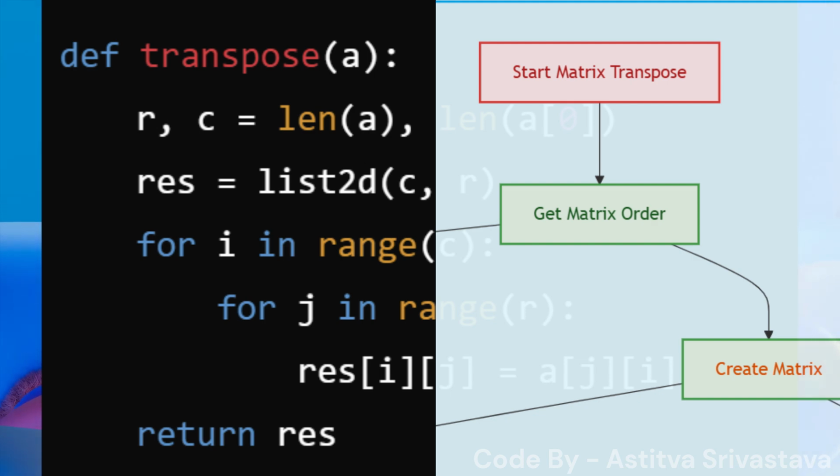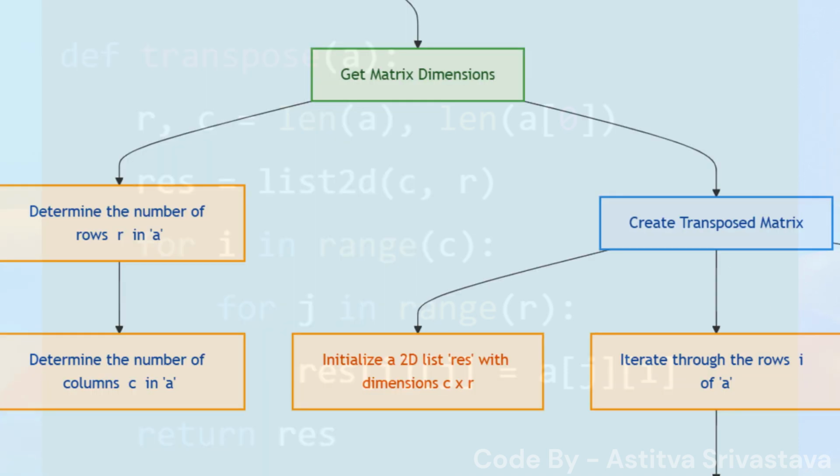Initialize result matrix. The result matrix RES is initialized with dimension C cross R. Note that the rows and columns are swapped. We use the list2D function to create this matrix of zeros with swapped dimensions C, R.